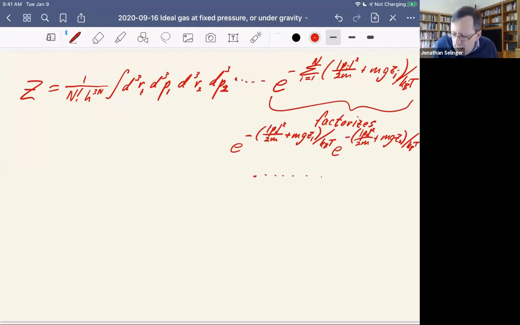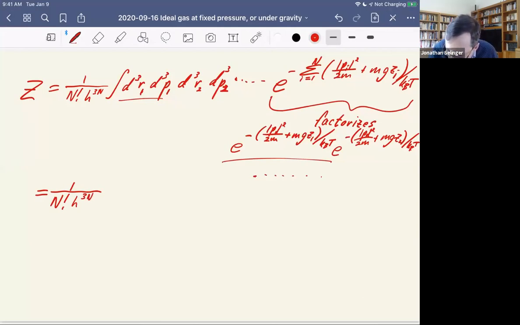So that is very, very helpful for us, right? Because now we can put the integrand for each particle in with the integral for each particle. So we get 1 over N factorial h to the 3N.